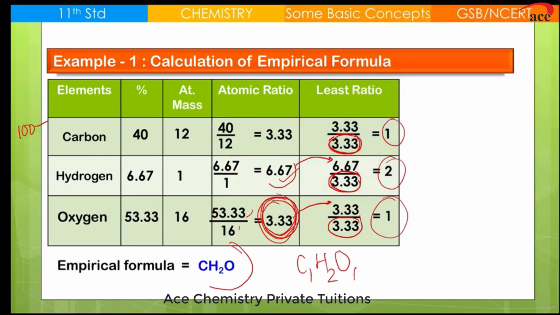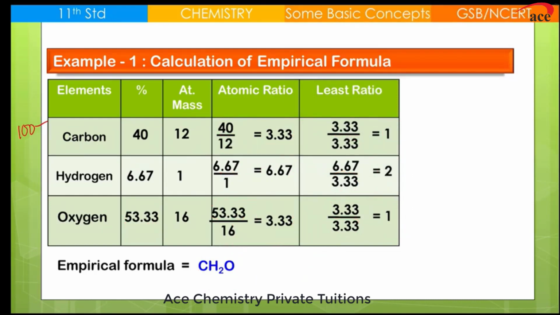What is the method that we do? What is the first thing that we do? We write down all the percentages. After writing all the percentages, what is the next task? We add, and we calculate whether it is 100. If it is not 100, the remaining element is oxygen.